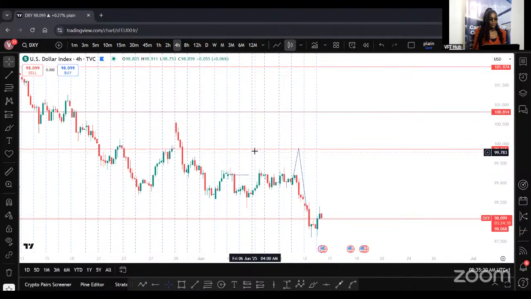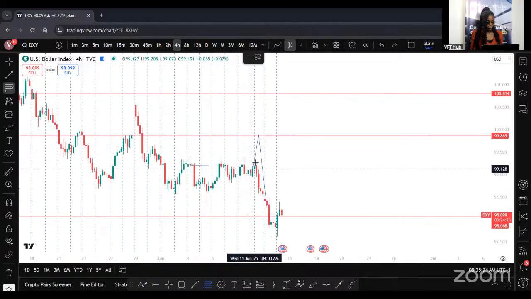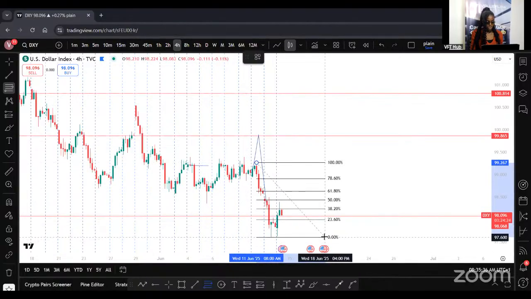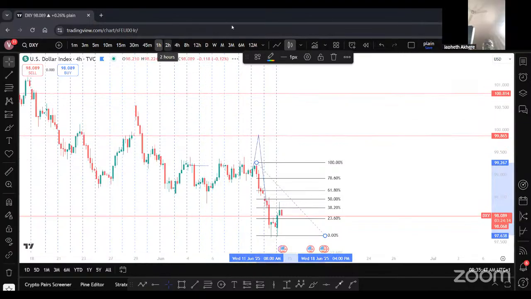So for the 4-hour time frame, if I will be fibbing this most recent swing from point A to point B, right? Ideally, price should retrace into the 61.8% fib level before continuing its move to the downside.